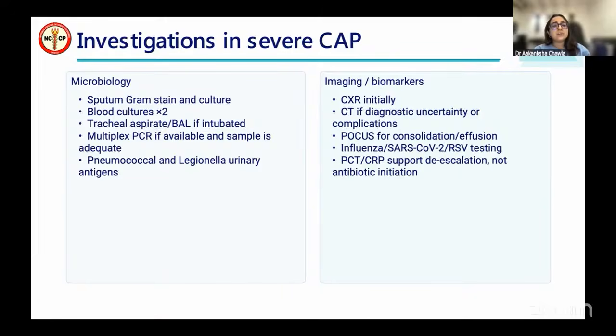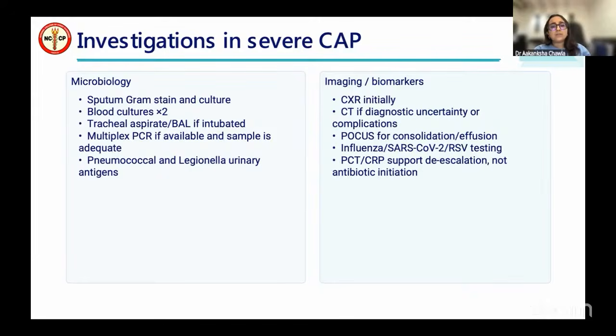These days, with the availability of ultrasound in the majority of Indian ICUs as well, it is easier to quickly put your probe on the bedside and examine your patient with the ultrasound, because that gives you a lot of idea. It will tell you about effusion, it will show you the consolidation, and quickly you can plan your management accordingly.